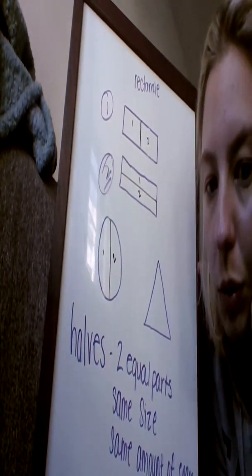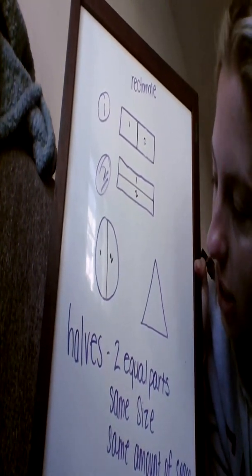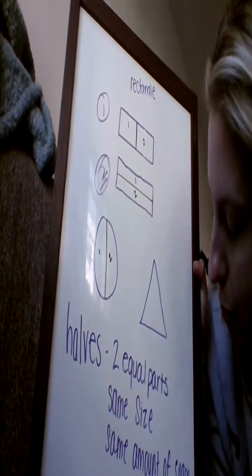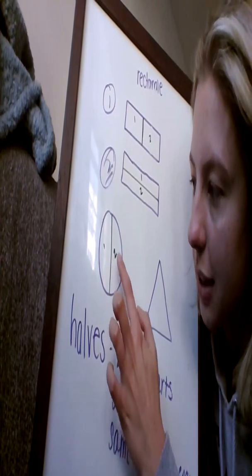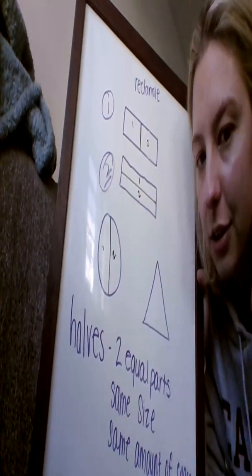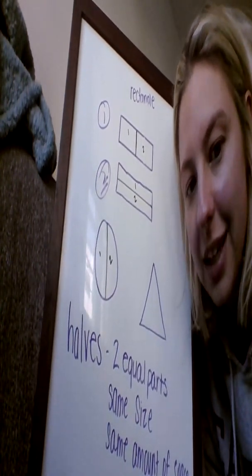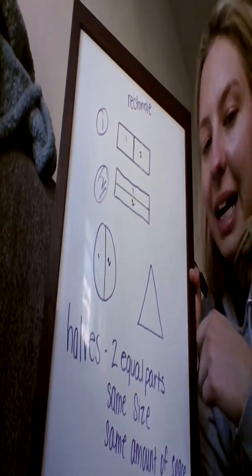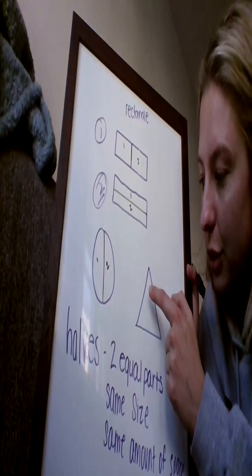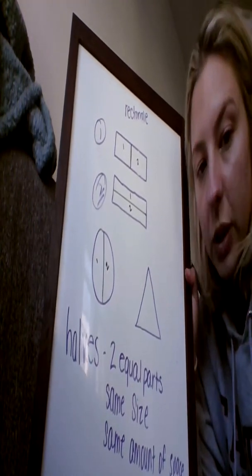They are 2 equal parts. They are the same size, and they are the same amount of space. Now, if Miss Palmer had this side of pizza and Miss Adamson had the other side of pizza, did we get the same amount? Yes, we did. Very fair. All right, and last one before we go, the triangle. Where should we start?